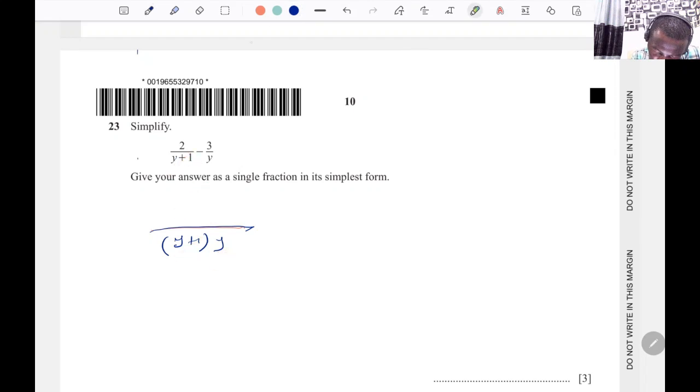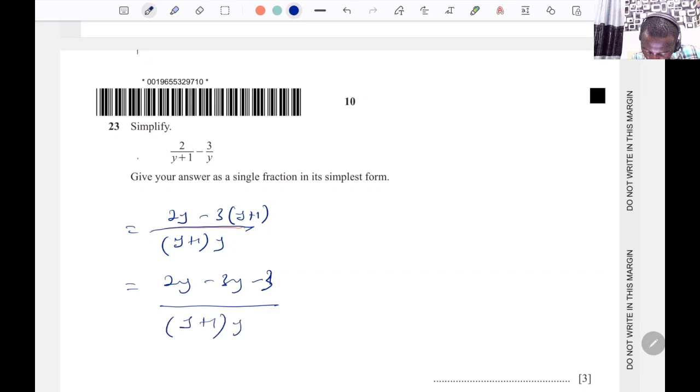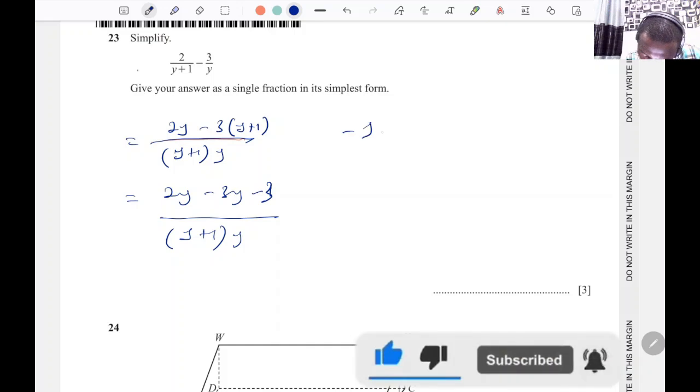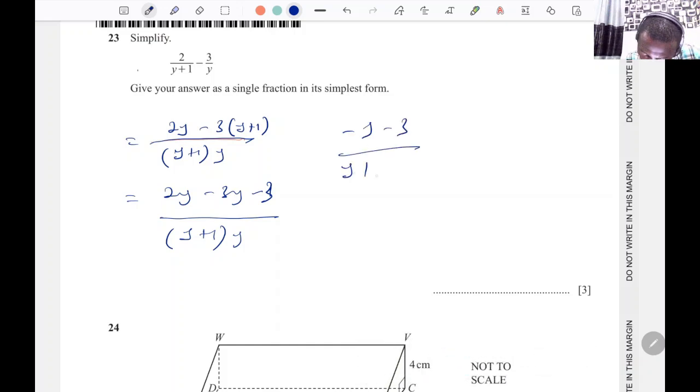Y times 2 will give me 2y, minus. When this y plus 1 cancels this y plus 1 here, then y plus 1 will be left. Y times 3 will give me 3 in bracket y plus 1. So when you open the bracket here, we'll have 2y minus 3y minus 3, right? Because 3 times 1 is 3, all over y plus 1, then y. So 2y minus 3y will give me minus y, then minus 3, all over y plus 1, then y.